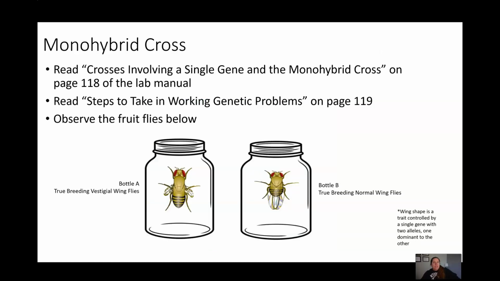So again, let's go ahead and grab your lab manual and turn to page 118. I want you to pause the video at this point and read, starting on page 118, crosses involving a single gene in the monohybrid cross, and then quickly read the directions on page 119, the steps to take in order to work a genetic problem. So pause the video, read through that roughly page and a half of instructions, and then let's get started on our first problem here.